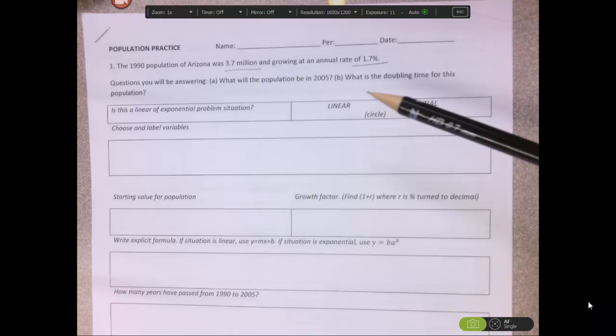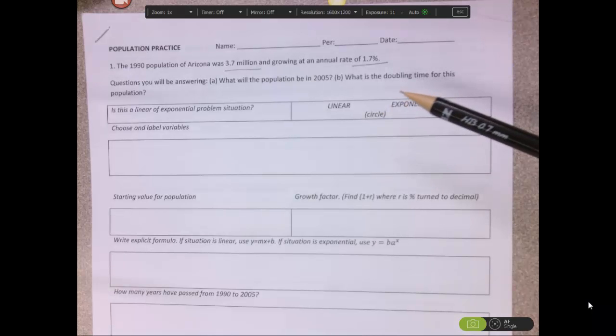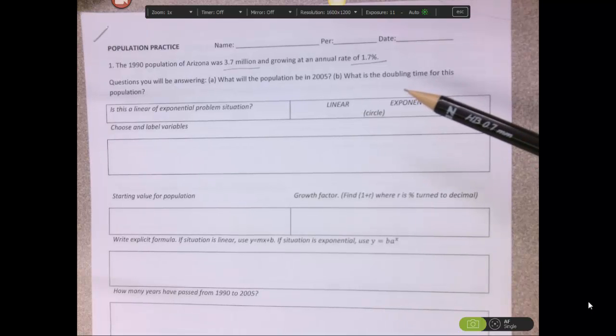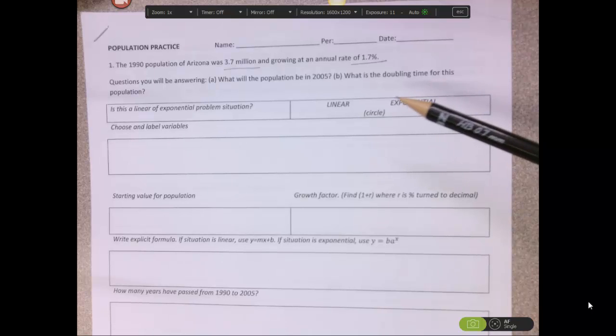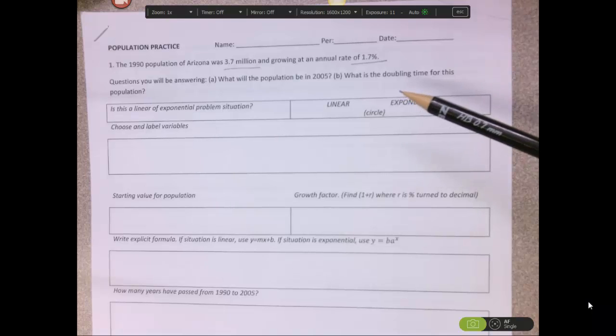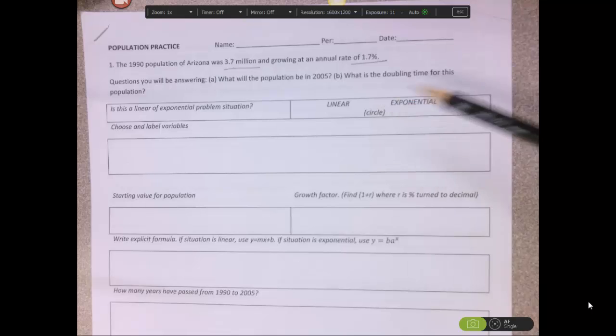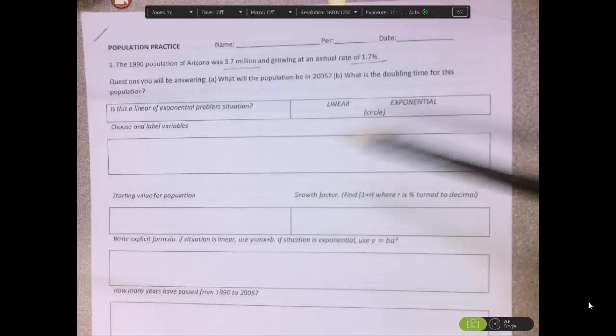So this is just a benchmark that people who study this use. If I were in urban planning, a city manager, or someone in government, and I wanted to know, do I need more roads, more buildings? What's going to be the strain on my water supply, that sort of thing. A common benchmark to talk about things like that is to get your doubling time. All right, so let's get started.